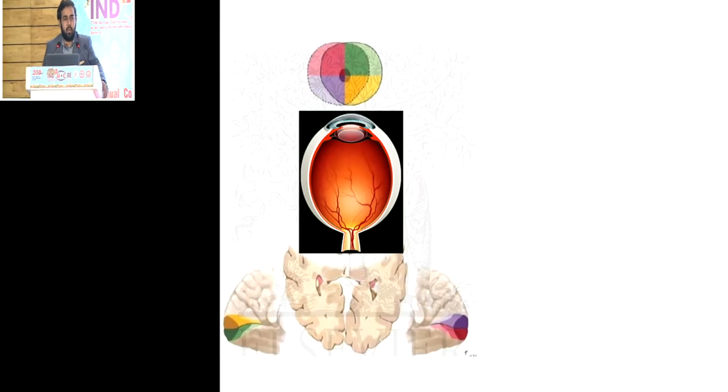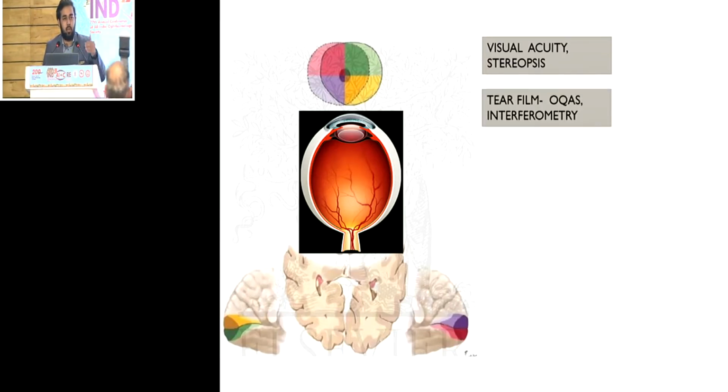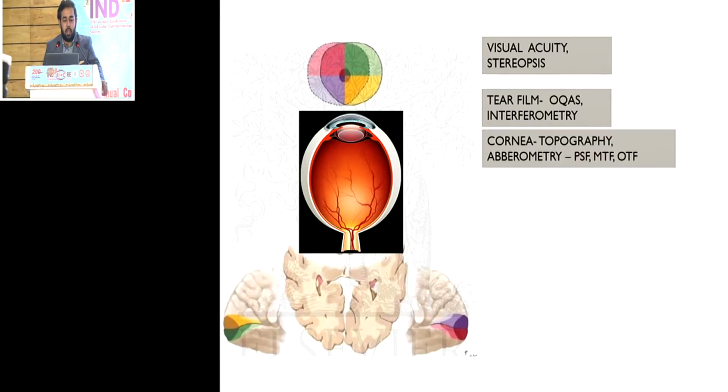And initially, if you have to evaluate vision, it goes through a series of steps. From assessing visual acuity and broad terms of vision like stereopsis and color vision, we get into assessing the quality of vision layer by layer. The tear film is usually assessed by interferometry and OCAS and tear film changes. And when you assess the cornea, it's by topography and corneal aberrometry.